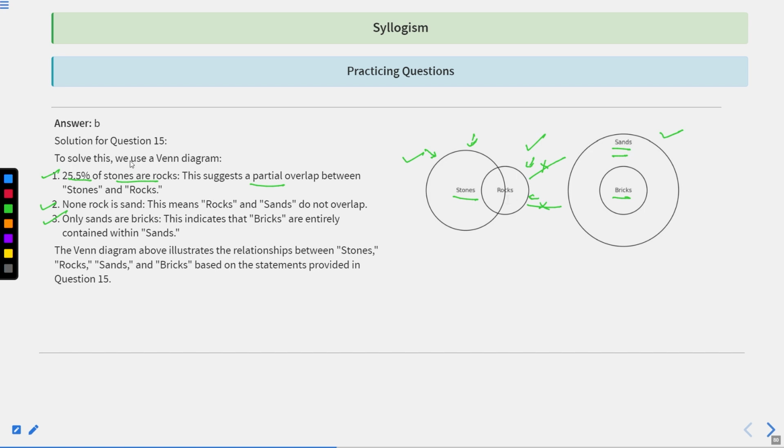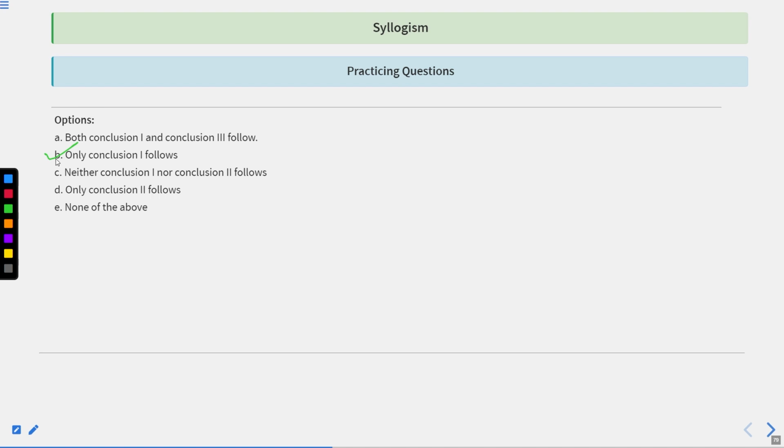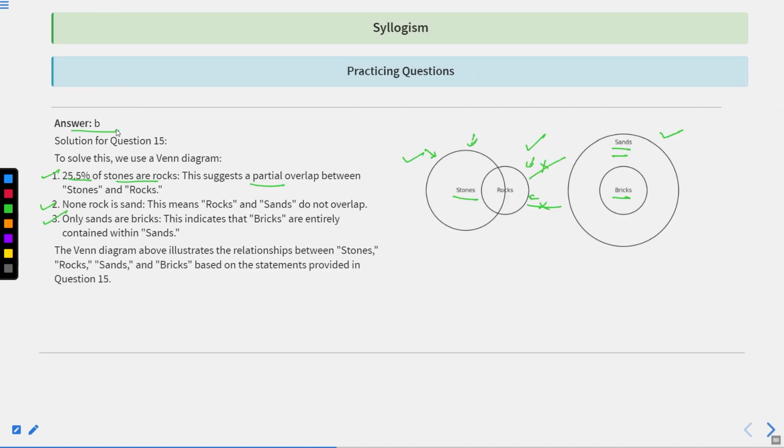Only conclusion 1 follows, which suggests that the answer will be option B. This is option B. Okay, guys, I suppose you were able to understand how we are coming to the conclusions, and not only are we coming to the conclusions in a very clear and precise manner, but we are also cross-verifying our answers by understanding whether the statements are actually resonating with the Venn diagram or not. So that's how you will be able to remember.